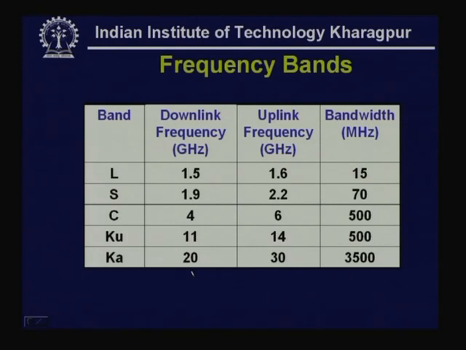Now, let us look at the frequency bands used in satellite communication. This is in the microwave range, which we have already discussed, where line of sight communication is performed, and there are several frequency bands. L band uses two frequencies, one for downlink, another for uplink, in the gigahertz range. Downlink frequency is around 1.5 gigahertz, uplink frequency is around 1.6 gigahertz. S band has downlink frequency around 1.9 gigahertz, uplink frequency around 2.2 gigahertz, and this is the bandwidth available for data communication. And C band, which is very popular and widely used in geostationary satellites, is 4 gigahertz and 6 gigahertz. 4 gigahertz is downlink and 6 gigahertz is uplink.